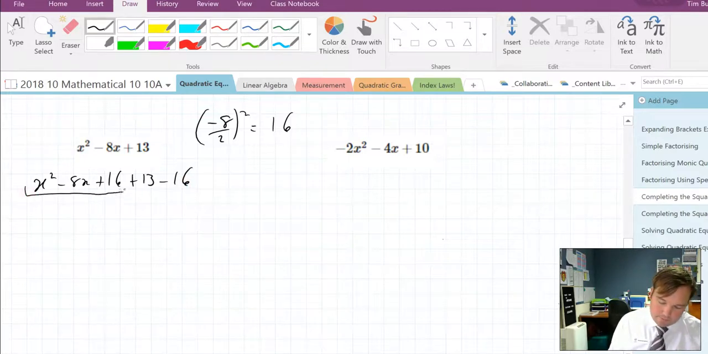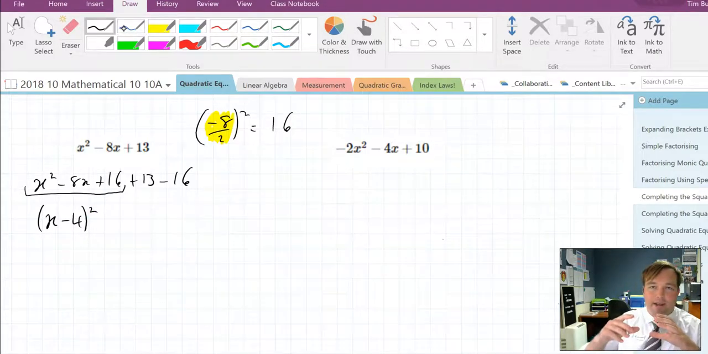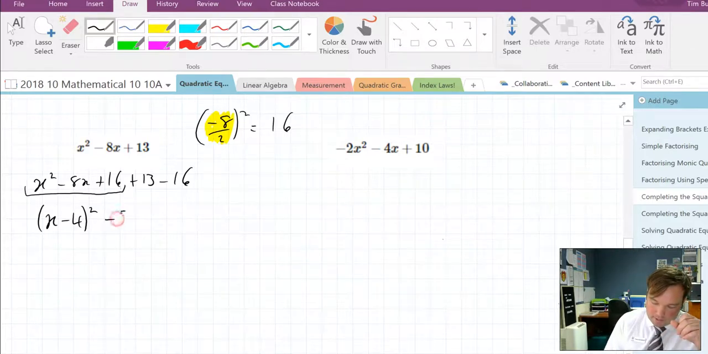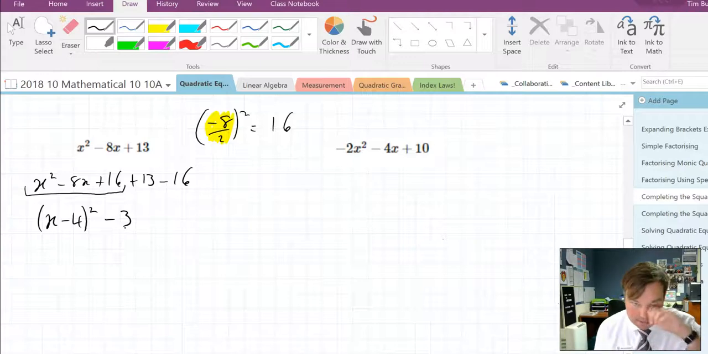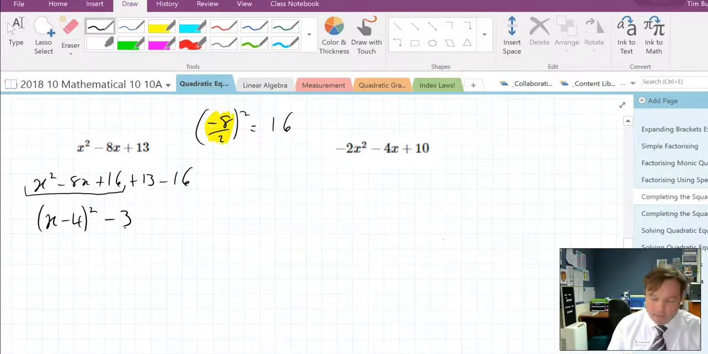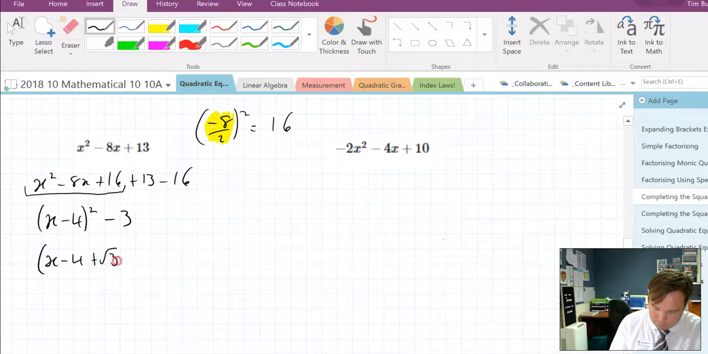This here will be a perfect square. And the term used in the perfect square will be this b on 2 term. Note b on 2 is minus 4. So that becomes x take 4 squared. And if you want to check, you can multiply x take 4 squared out, and it should go back up to the one above, those three terms I've highlighted there. 13 take 16 is negative 3. Then we factorise, remembering 3 can be thought of as root 3 squared. So x take 4 plus root 3, x take 4 take root 3.